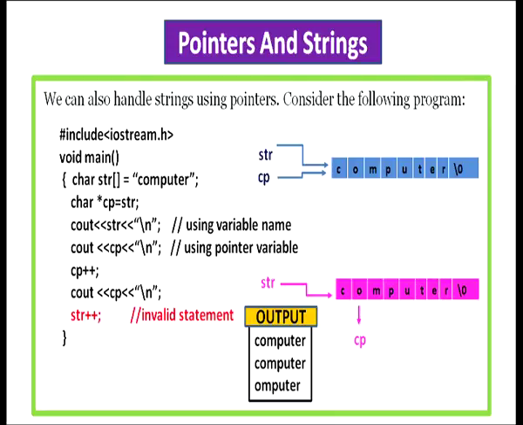As we do the increment operation on cp, cp will start pointing to the next memory element, that is O. So, when we say cout cp, the output will be omputer. It will start displaying from the element O. The next statement is str plus plus.